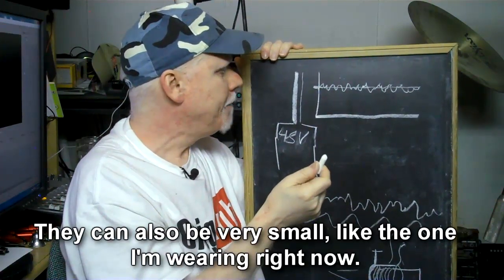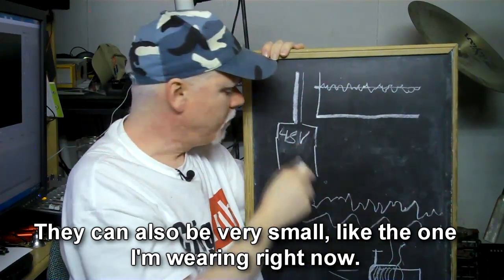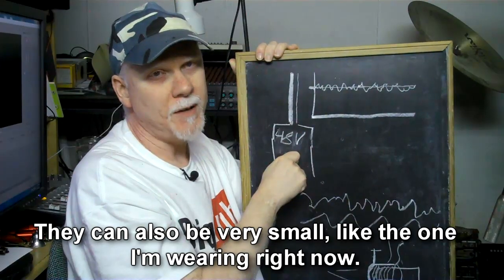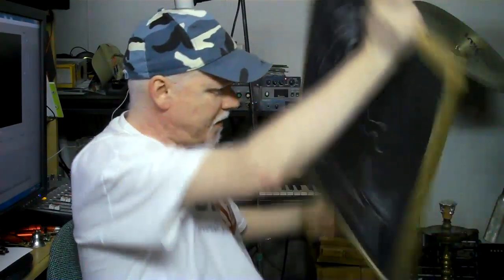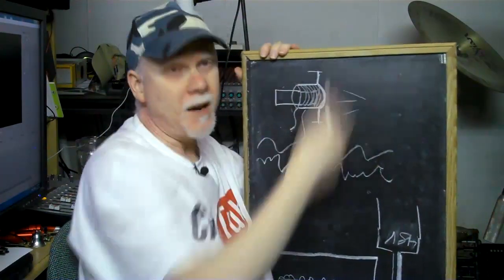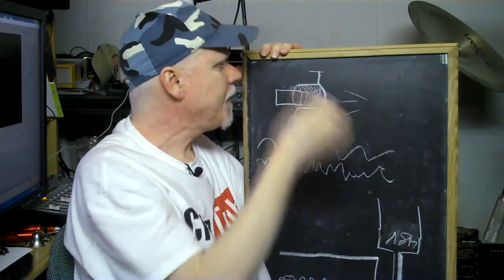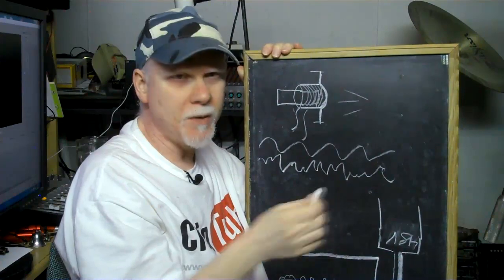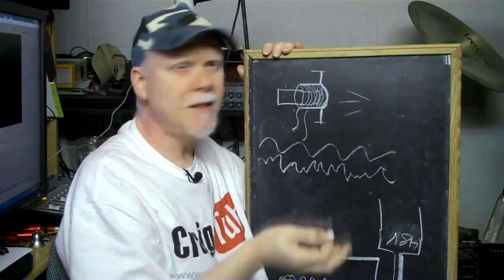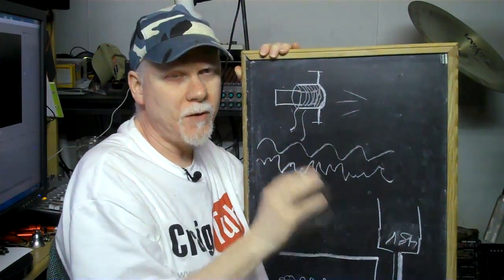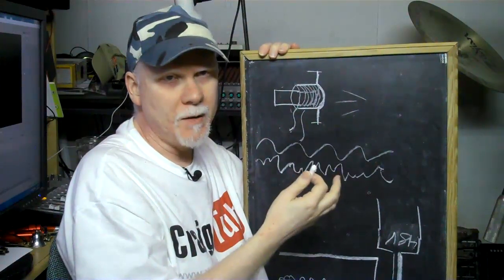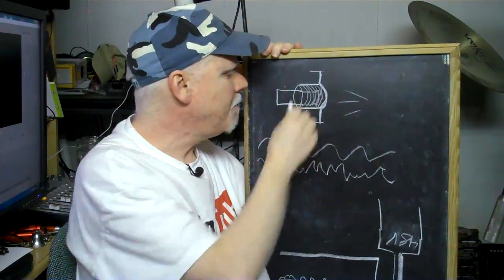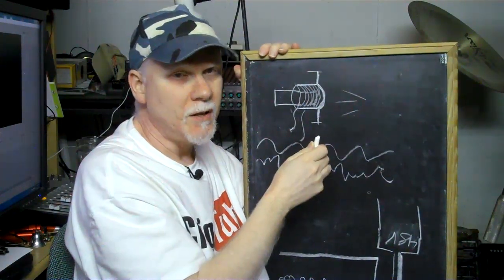All right? The downside is that they do require the 48-volt power supply, whereas the dynamic microphone does not. Dynamic microphones can be used anywhere. You don't need a power supply. You can plug them into your camera. You can plug them into anything and they'll just work. So they're very versatile. They're also very rugged because they're not made of such delicate materials.